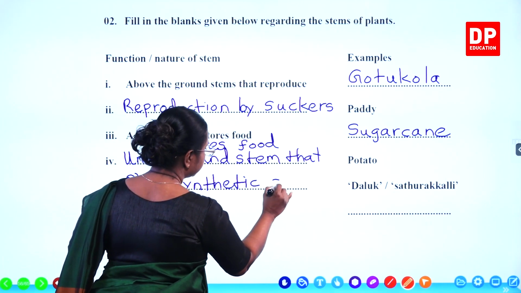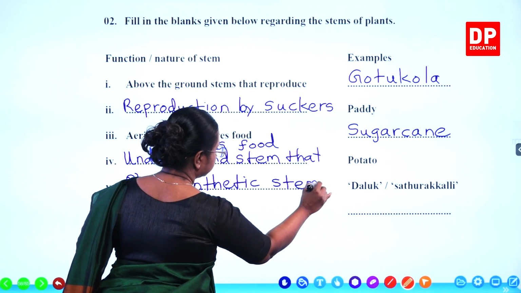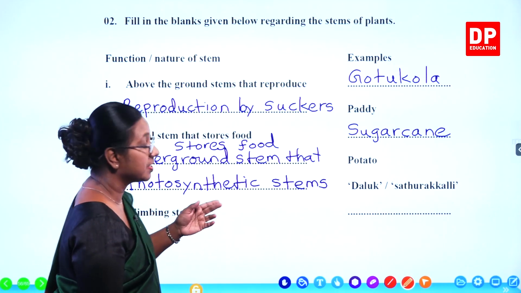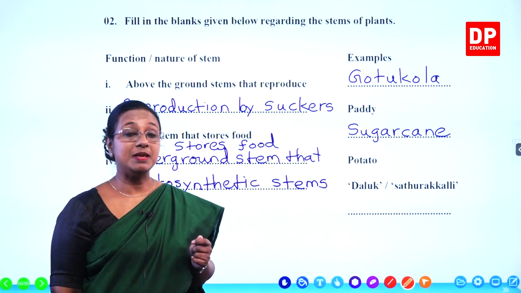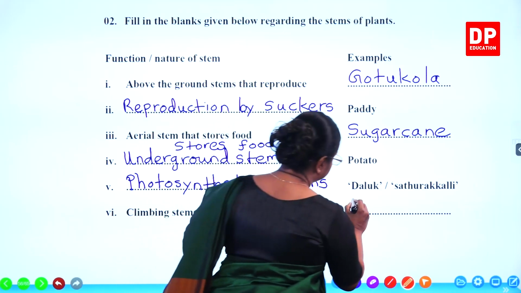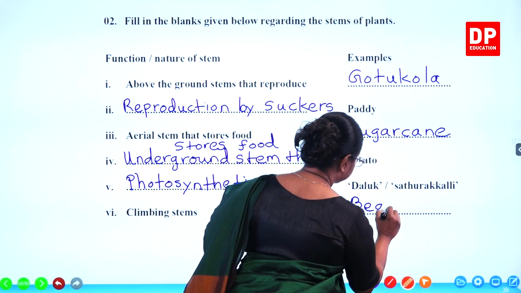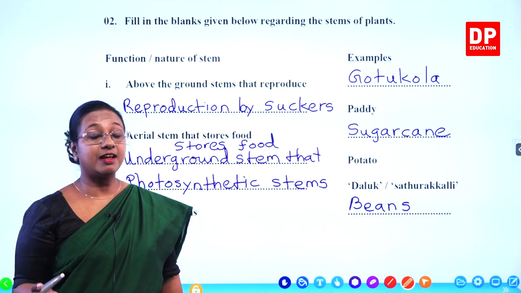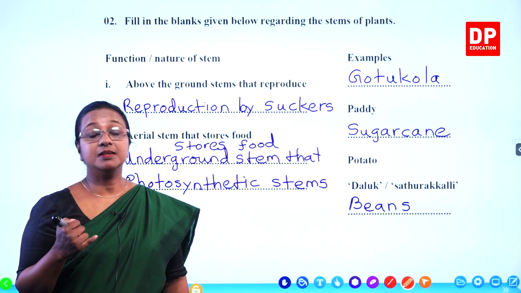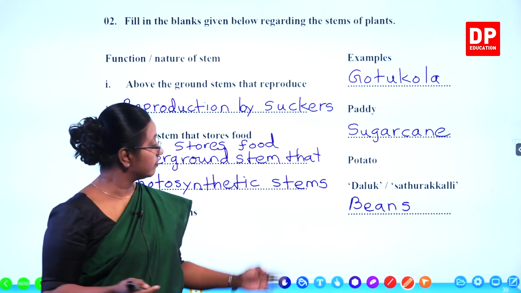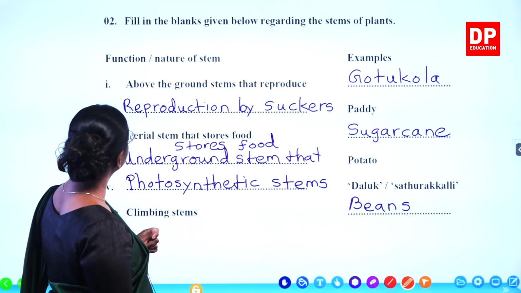Photosynthetic stems. Then the last one, we have the climbing stems. What can you write for climbing stems? We can say beans. Even pepper, betel, or beans, anyone can be written. One of the examples can be written here.